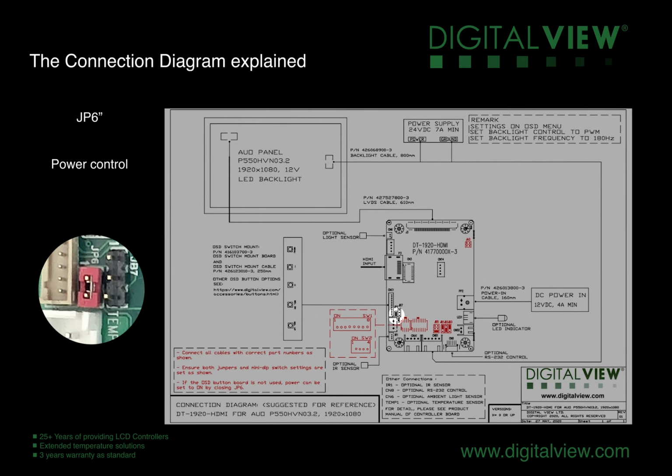JP6: there are many reasons why panels and controllers do not power up. A 2-pin header requires a jumper to allow power to the controller. When open, no power is sent to the controller.